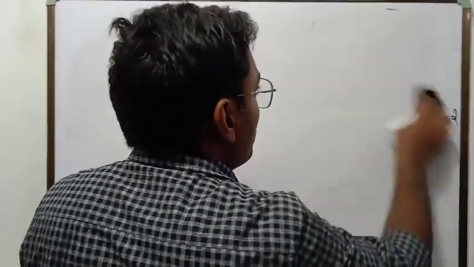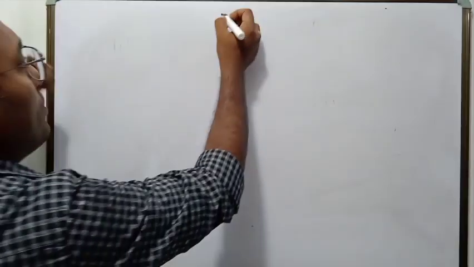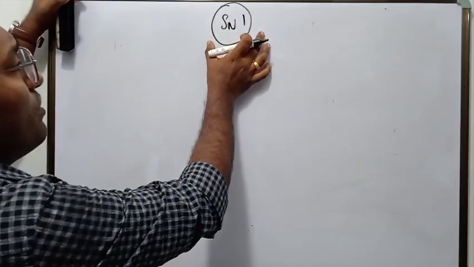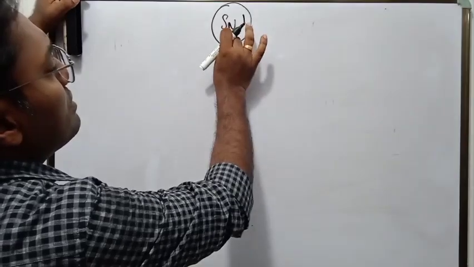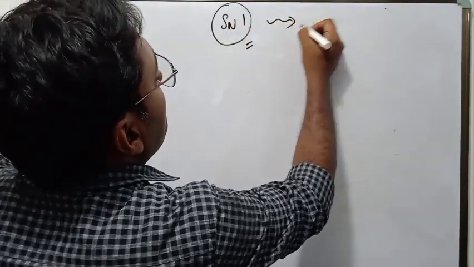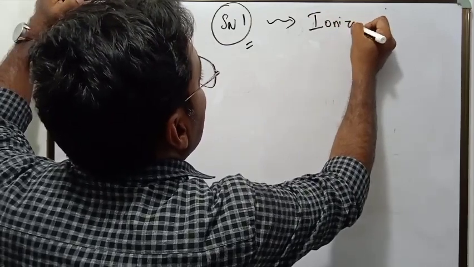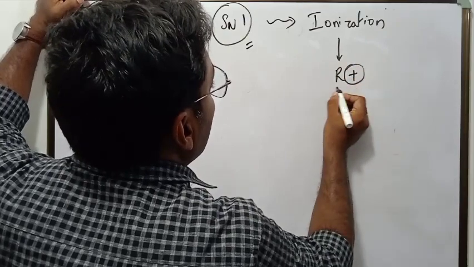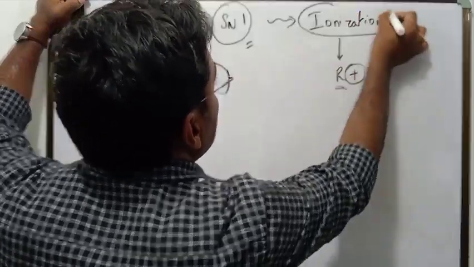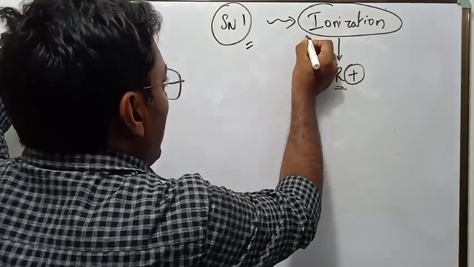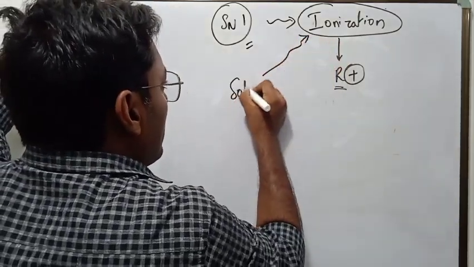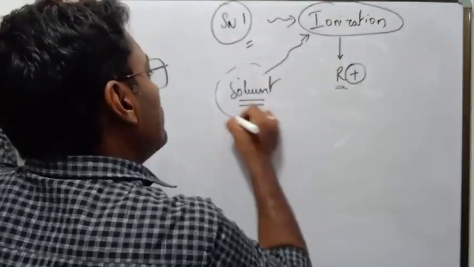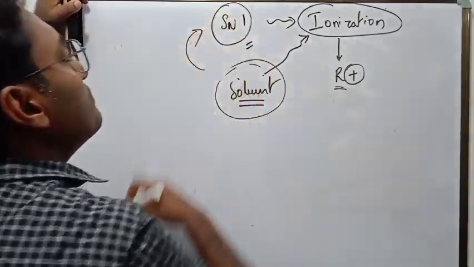Now let us come to solvents. Solvents in SN1. Okay, let's discuss SN1 first. What is a prerequisite for SN1? The substrate should undergo ionization. SN1 involves the formation of a carbocation, and carbocation formation proceeds only through ionization. So that is the most important step. And any solvent that promotes or supports ionization is most favorable for the SN1 reaction.